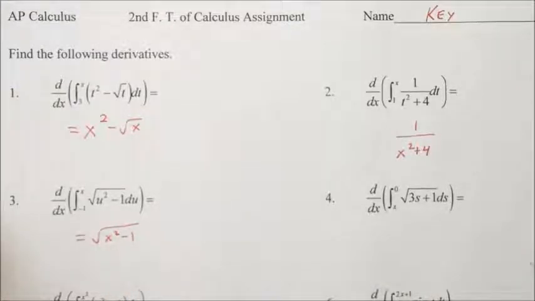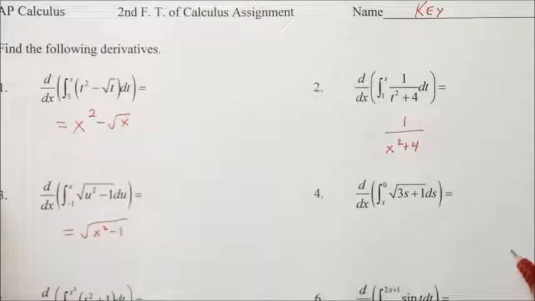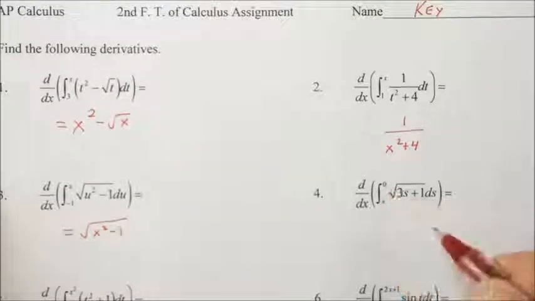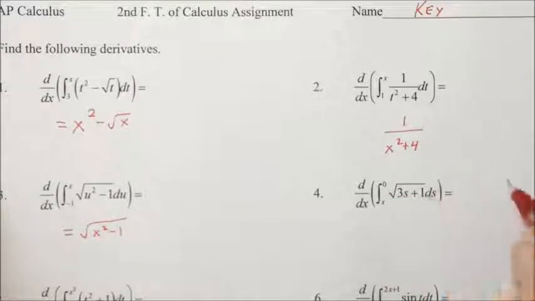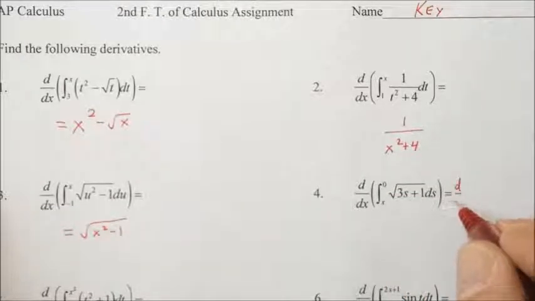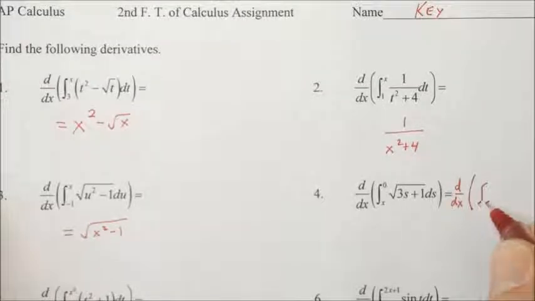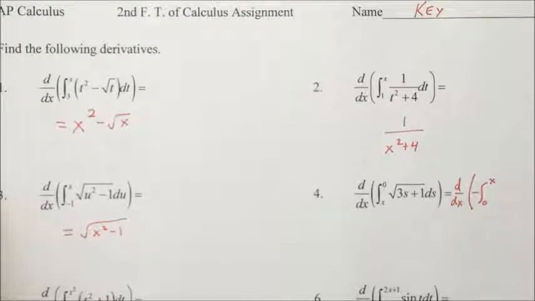Regarding number 4, we have an issue in that x is at the lower bound instead of the upper bound. So we need to rewrite it. So we have the derivative. We're going to swap our bounds, 0 and x. The cost is that we must negate the integral. We then have the square root of 3s plus 1 ds.